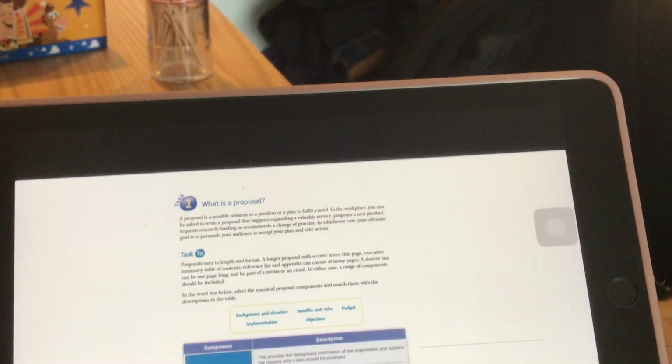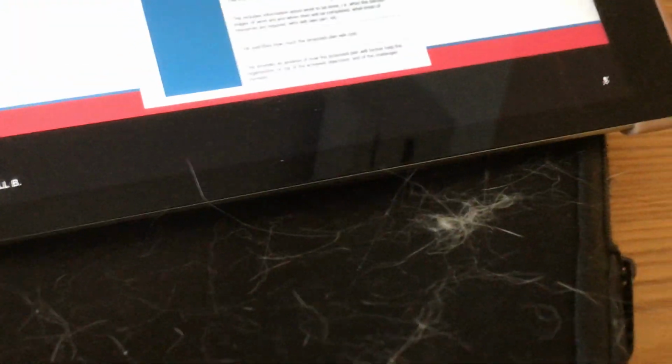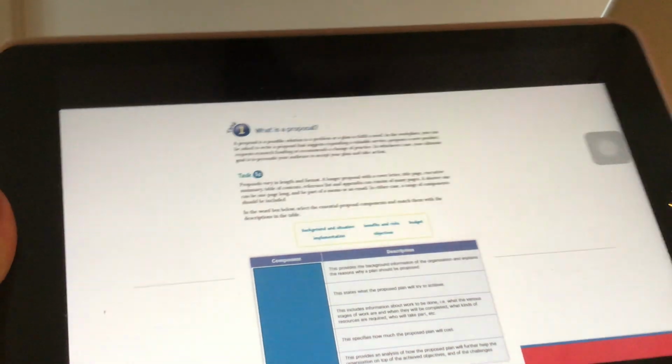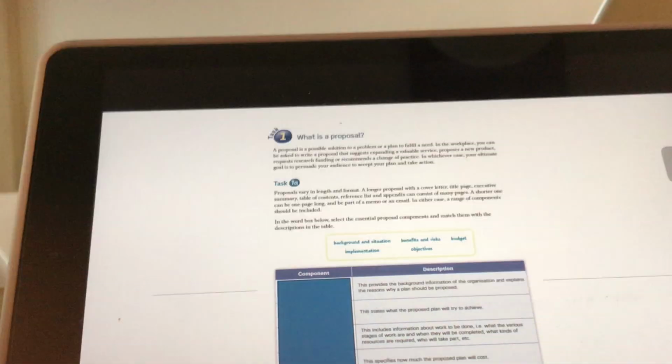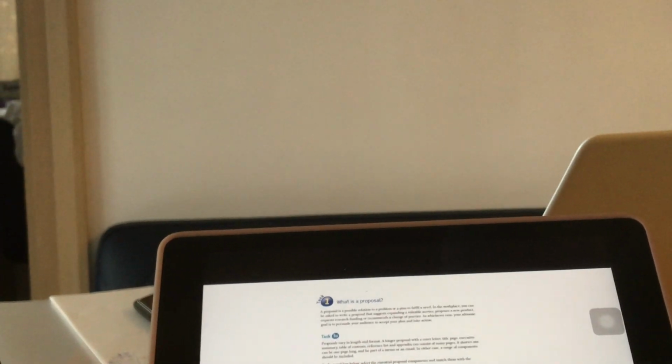Implementation, and objectives. So take a few seconds and try to match these components to their description on the right. I'll give you a few seconds to fill this in or write it down on your own. Once again, if you have any questions, feel free to message in the Telegram group.